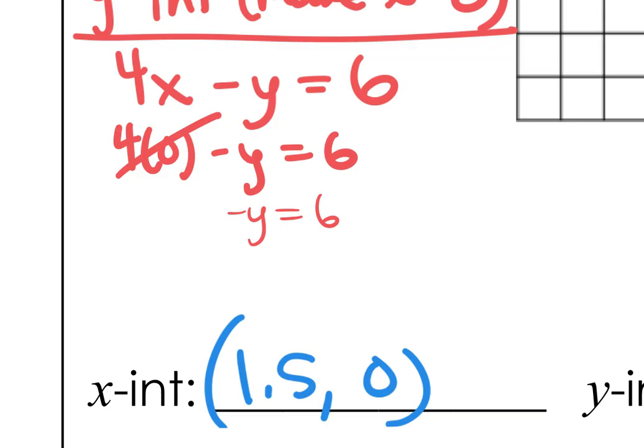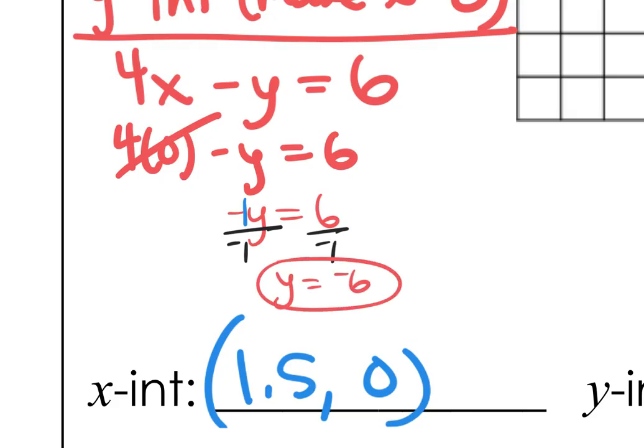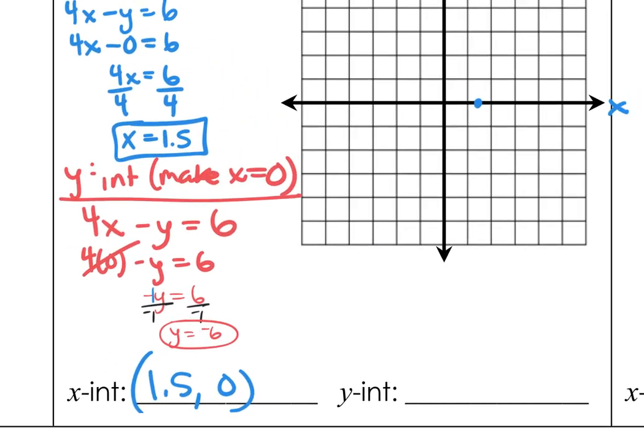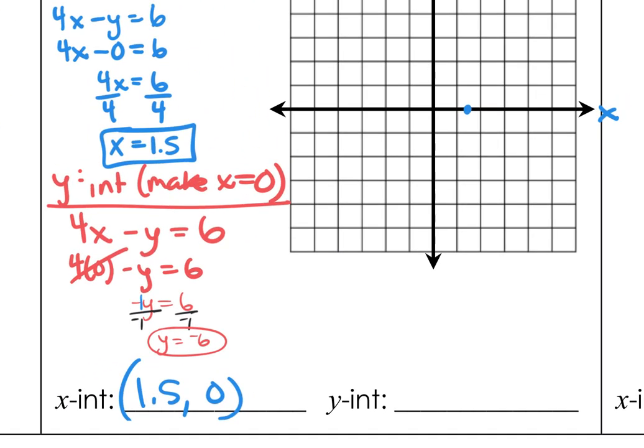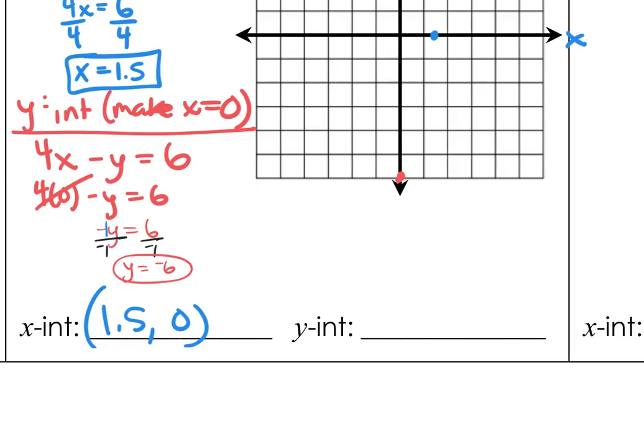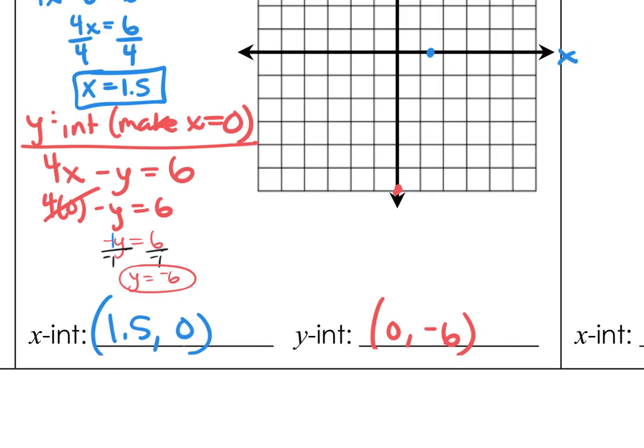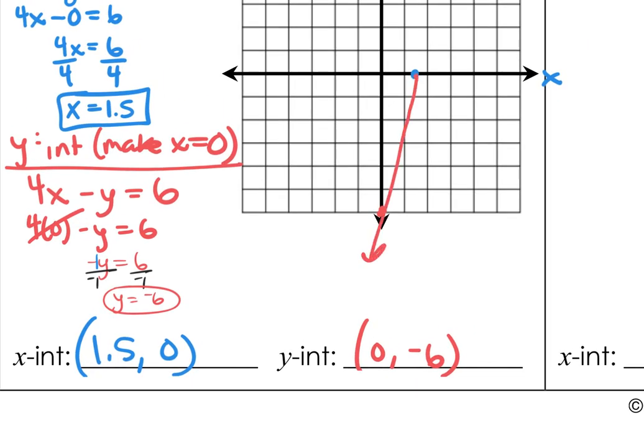Okay, what's the coefficient on y right now? A -1. You can't leave that. So what we have to do is divide everything by -1. We get y equals -6. That's the y-intercept. Okay, so on my y-axis, I'm going to -6. My y-intercept is (0, -6). Connect your 2 intercepts. That's your line. Okay. How many of you guys got that? Okay. Any questions for me? Okay.